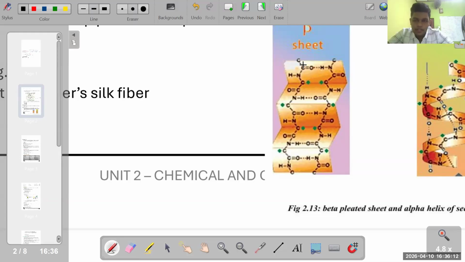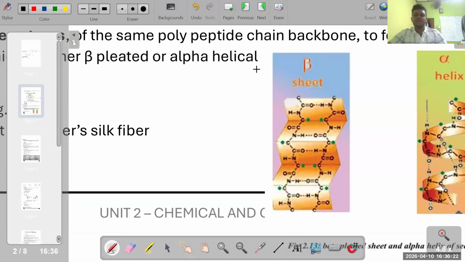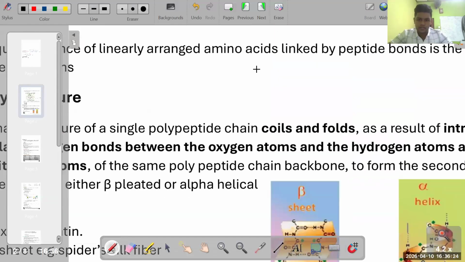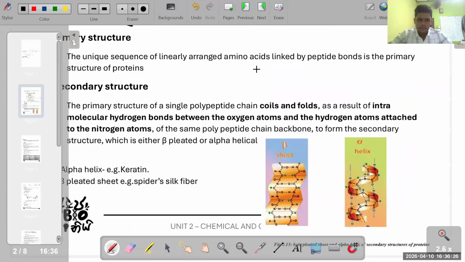Carboxyl group, right? Now, if you see, this is an oxygen atom, right? This oxygen atom is being attached with the hydrogen atom of the amino group. Now, see here, I'll go back to the initial part, right?